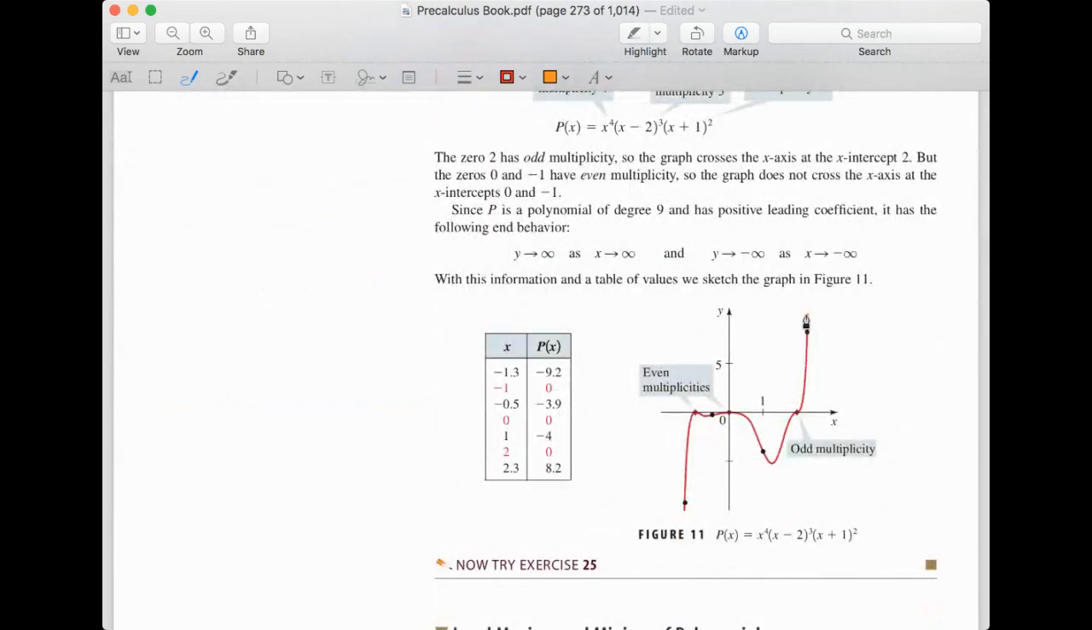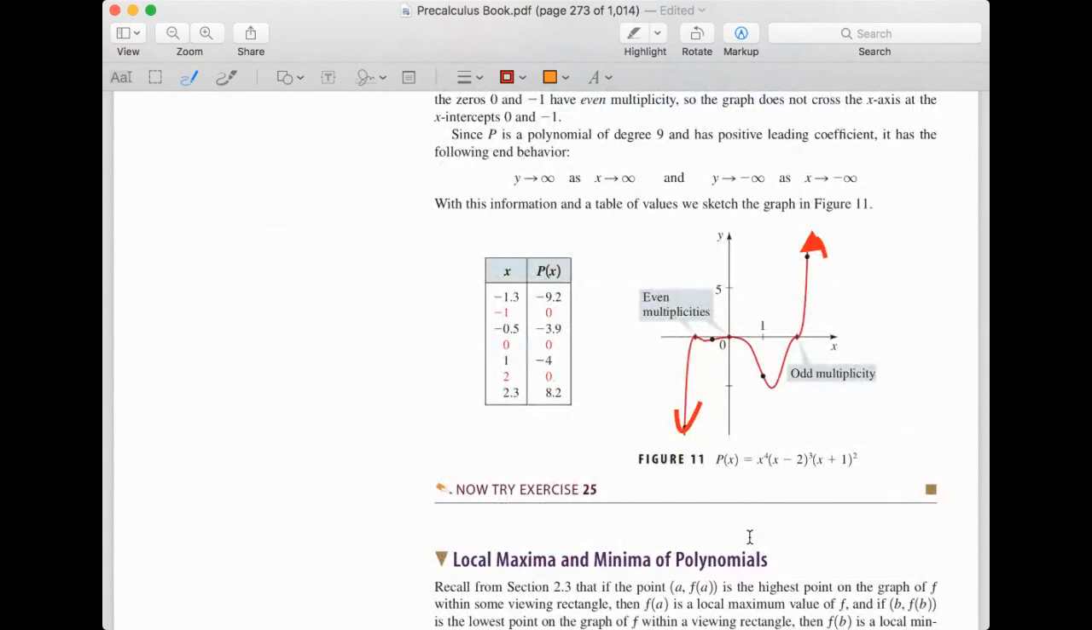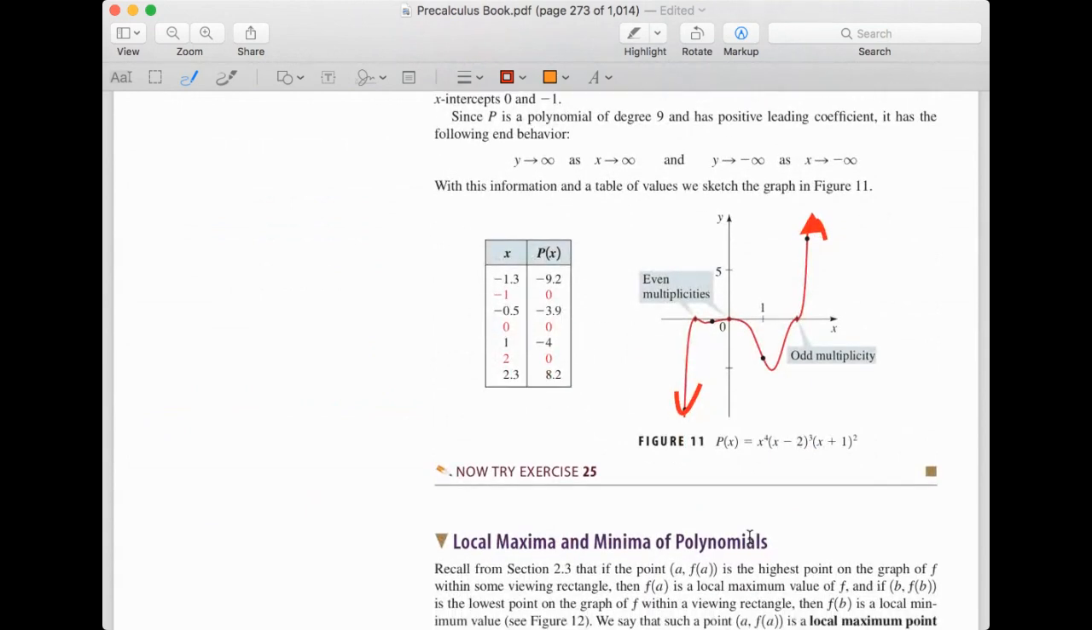So our right hand is up, our left hand is down, and our y-intercept is (0, 0). Our x-intercepts are (0, 0), (-1, 0), and (2, 0). In the middle, the wiggles, we don't care. We just draw the wiggles. We don't really care at this moment what this lowest point is. When we learn calculus, we will know how to find those points. Okay, any questions?